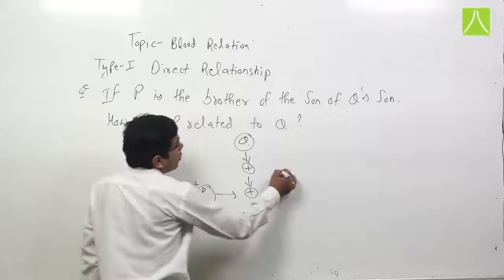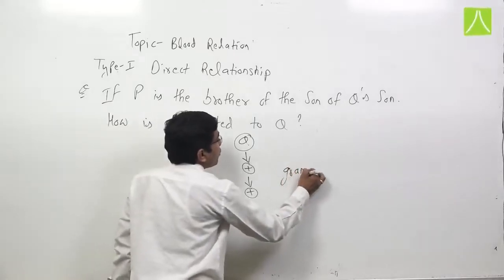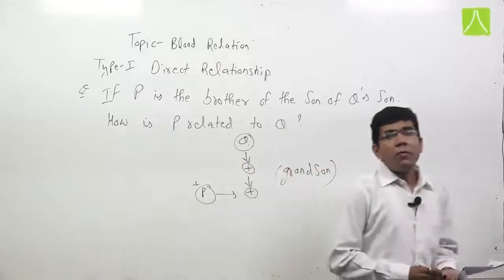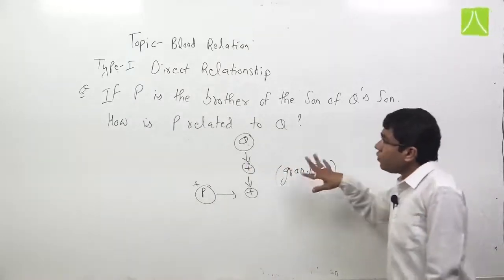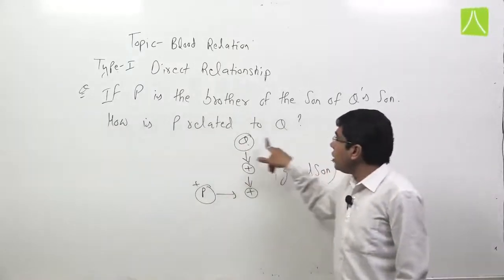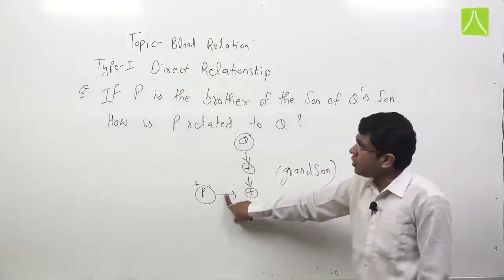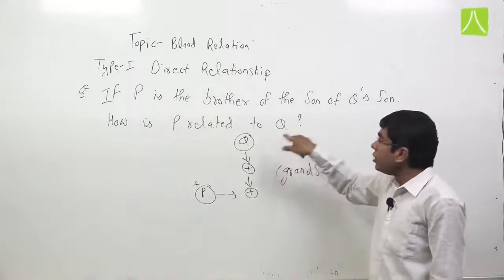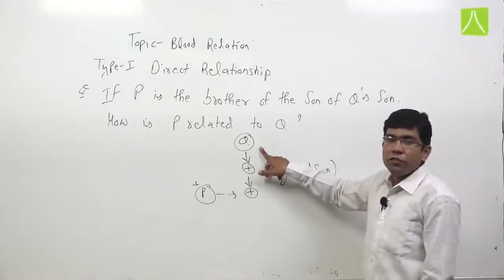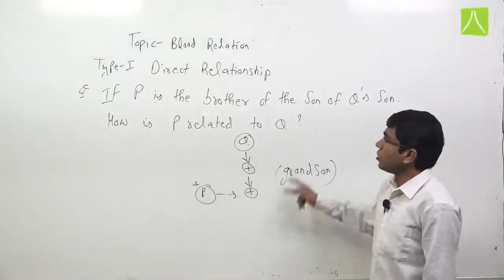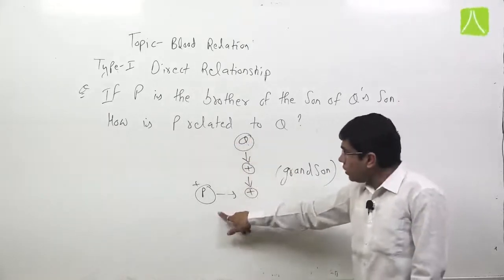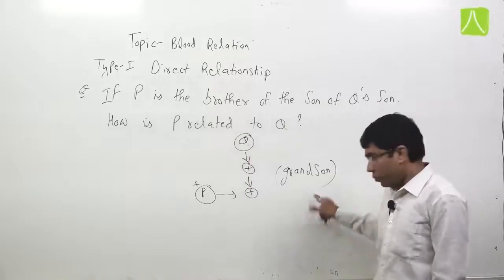According to the question, P is the grandson of Q. But if the question is how is Q related to P, then our answer should be data inadequate, because the gender of Q is not clear in this question. But here it is asking how is P related to Q? It is clear that P is the grandson of Q.